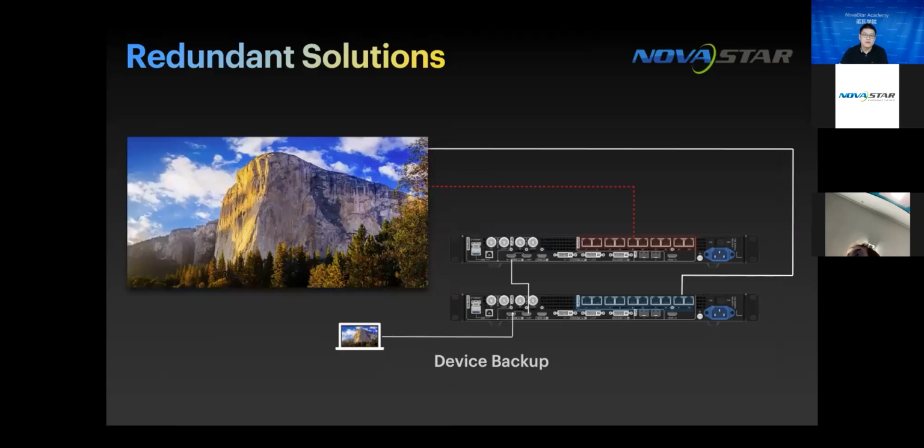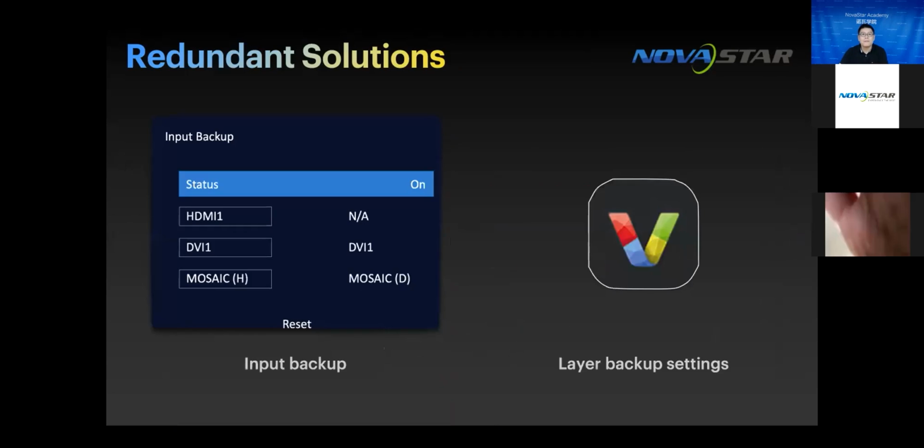As for the redundant solutions, similar to other NovaStar controllers, there are 2 ways on VX1000: device backup or port backup on the same device, depending on the project budget. What's new for VX1000 is that we can set input backup on the front panel when using HDMI or DVI. The same-type signals can be backups for each other. Furthermore, we can export the layer setting configuration from VCAN software and load it quickly next time, including layer size, position, and input source, etc. I guess many of you don't know what VCAN is, so our next course will discuss the software in detail and show you how to use it.